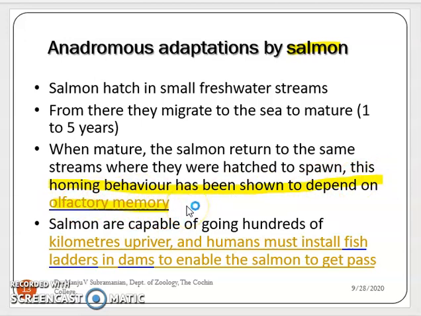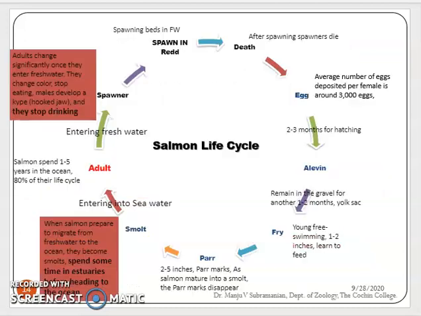So for laying the eggs, the salmon moves from the marine to the freshwater, and while the young salmon hatch in the freshwater, they return from the freshwater to the seawater. They show a type of homing behavior, and the memory is a type of olfactory memory, and they are capable of going hundreds of kilometers upriver.